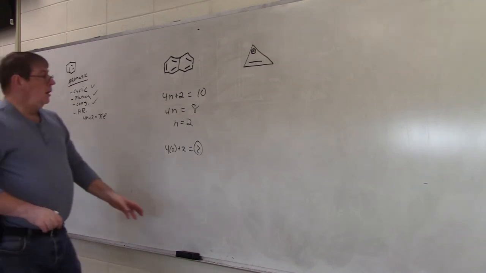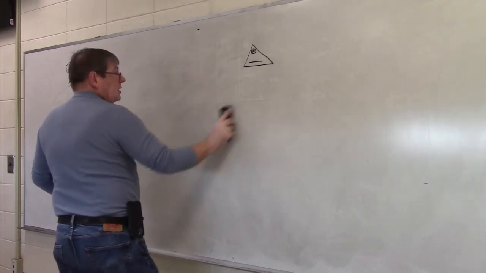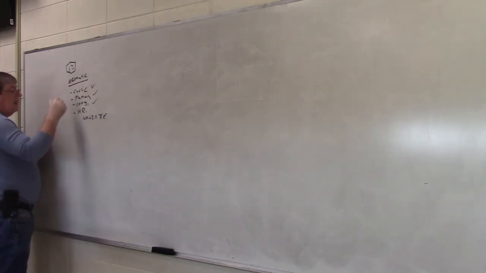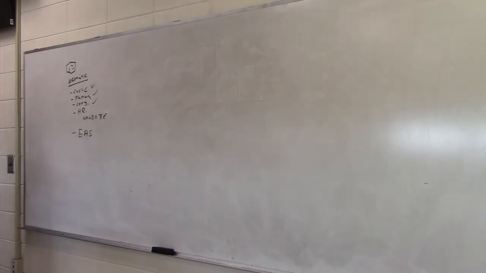All right, so where were we? Aromatic. So knowing how things are aromatic, know what kinds of reactions aromatic compounds can do, know your electrophilic aromatic substitution. We talked about bromination, chlorination, nitration, sulfonation, Friedel-Crafts alkylation, Friedel-Crafts acylation. So know all of those reagents. I think that's all we talked about.